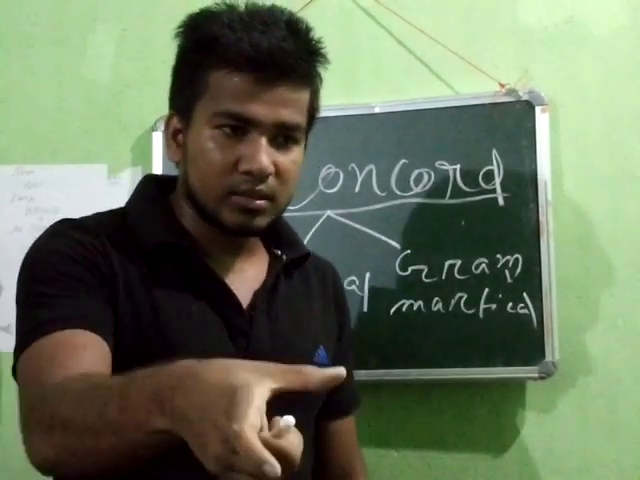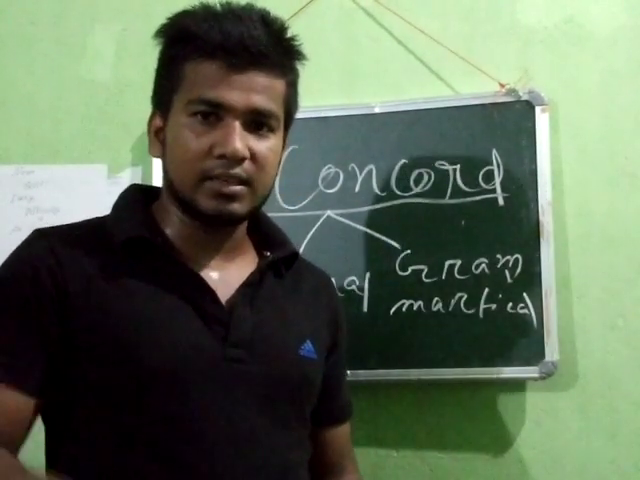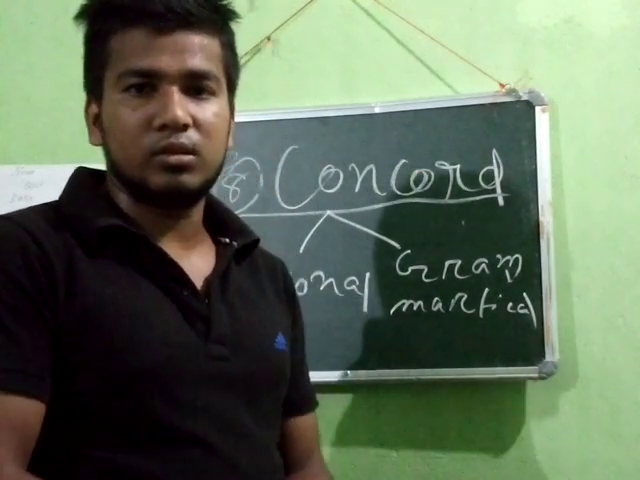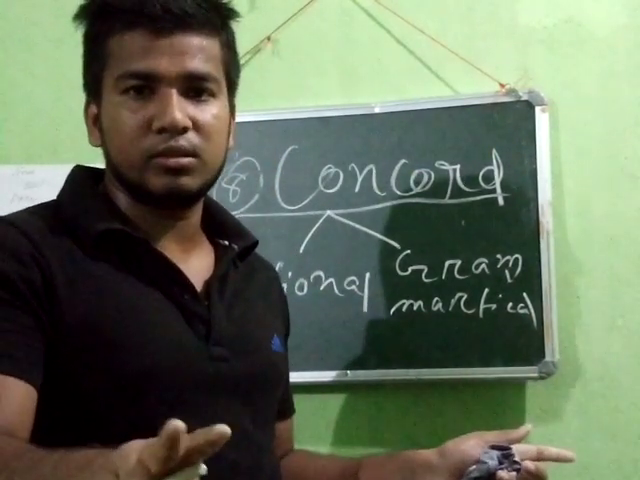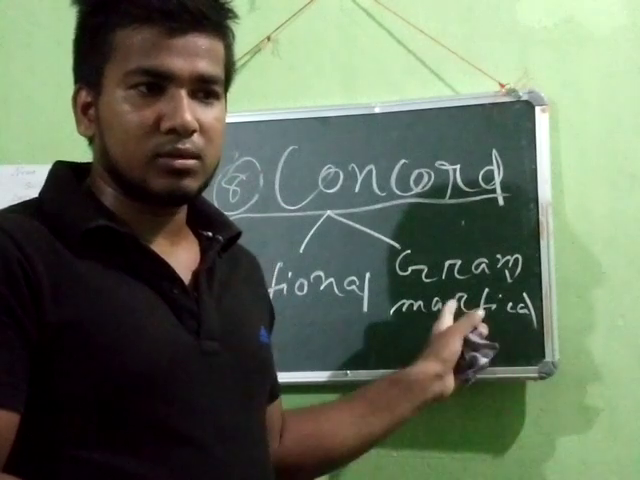So you have to analyze these parts and then write the various rules of concord or subject-verb agreement. There are 12 rules. I shall discuss the rules or answers.